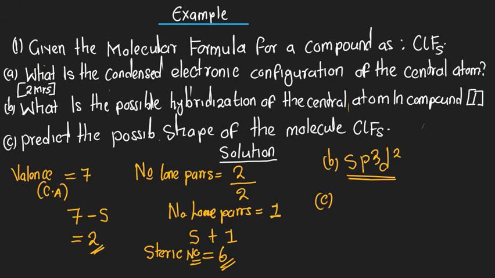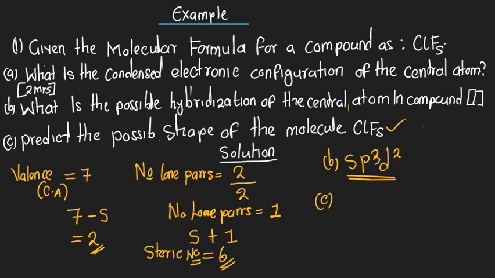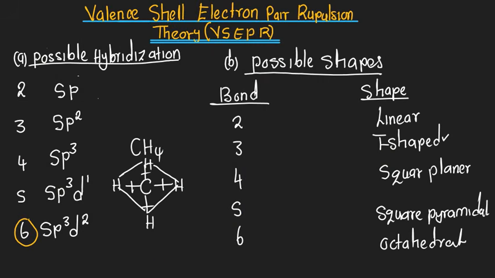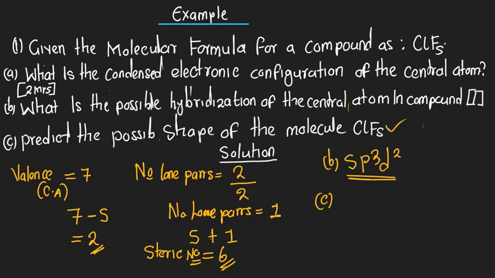Next, predict the possible shape. For the possible shape, how many bonds did we have? 5 bonds for this particular compound. Then we go to this possible shape. With 5 bonds and 1 lone pair, what are we having? Square pyramidal. So we expect this compound to be square pyramidal.